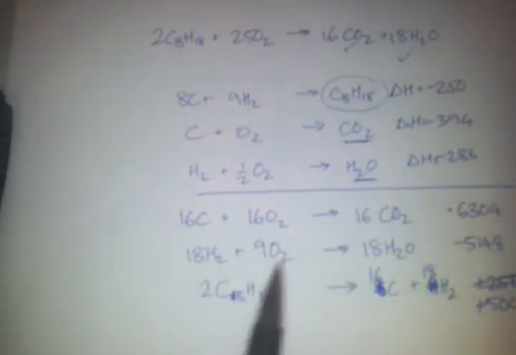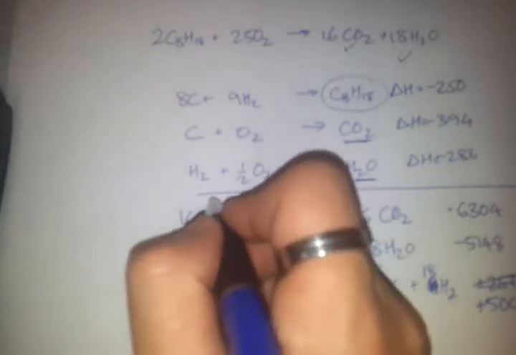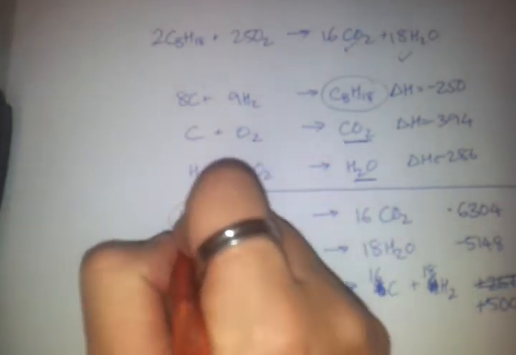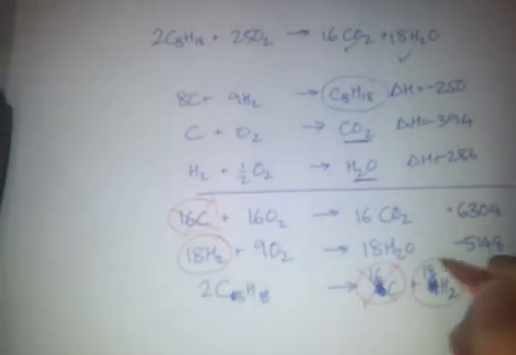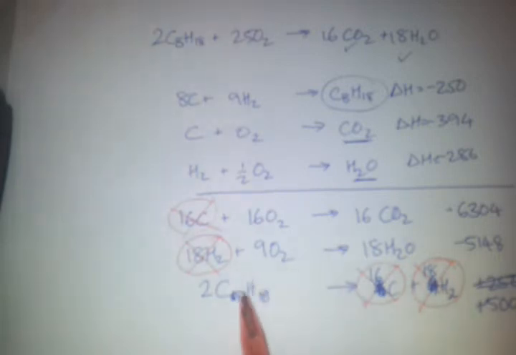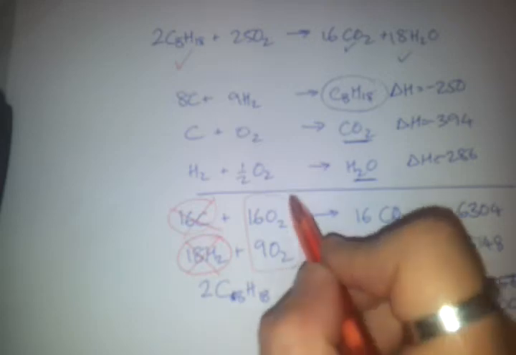Okay, now, if anything appears on the reactant side and the product side, I can cancel it out. So I can see there's 16 carbons here, and there's 16 carbons here, so they are gone. There are 18 hydrogens here and 18 hydrogens here, so they are gone. What I see now is I've got 2 C8H18s. Yes, that's what I've got there. I've got 16 plus 9, 25 oxygens. Yes, that's what I have there.